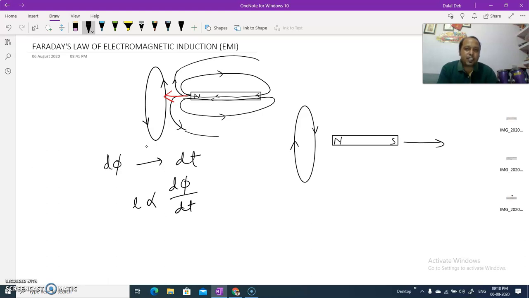So by moving the magnet or the coil towards or away from each other, by increasing its speed or its motion, we can actually increase or decrease the value of the induced EMF. Depending on the rate of change of flux, there will be the value of induced EMF.